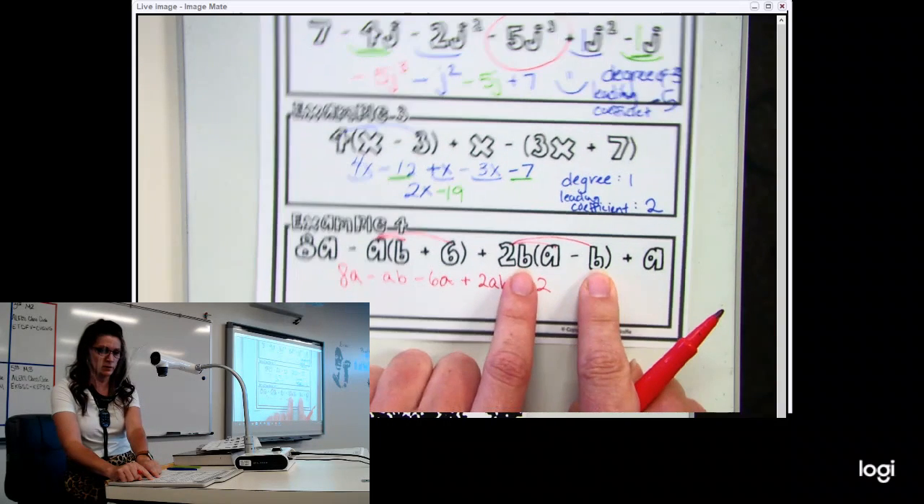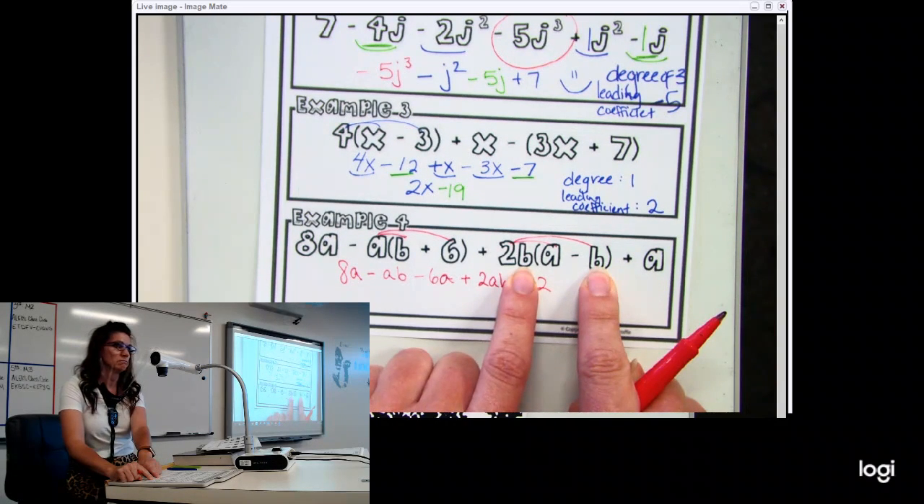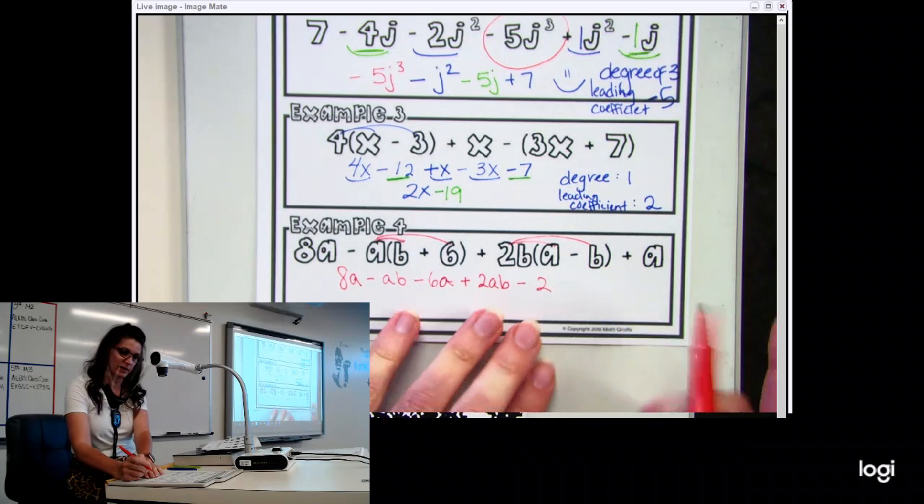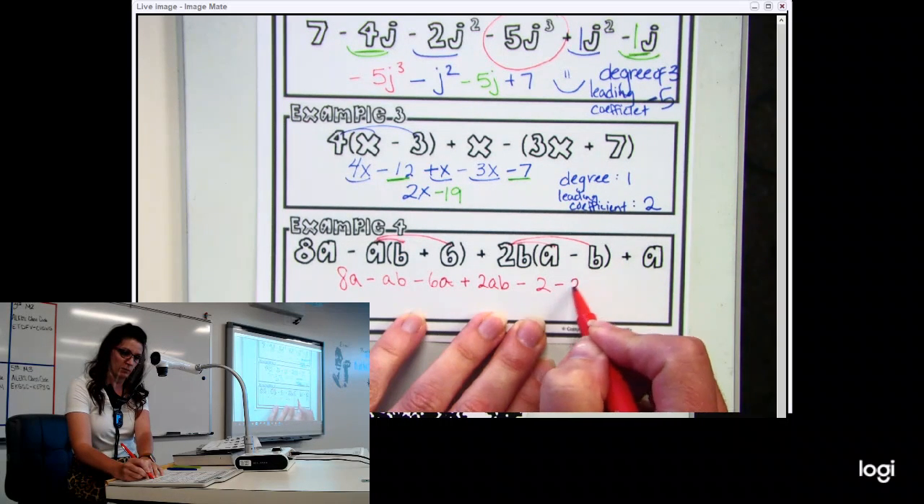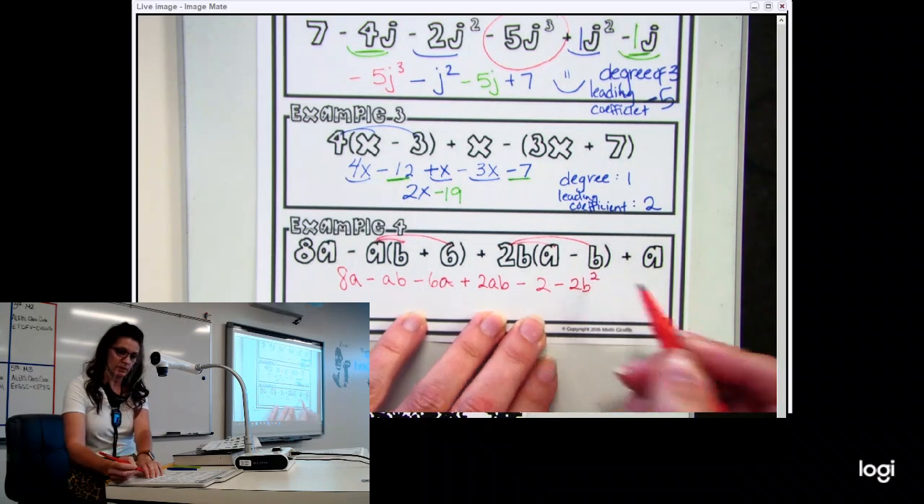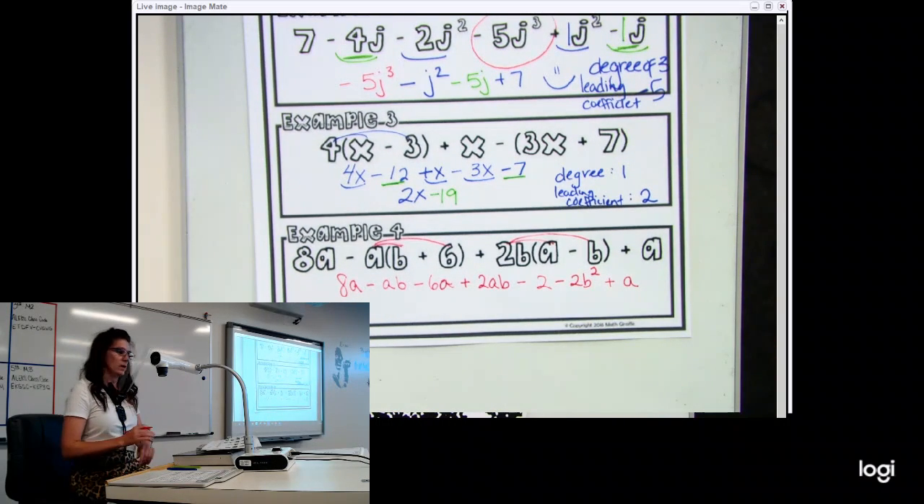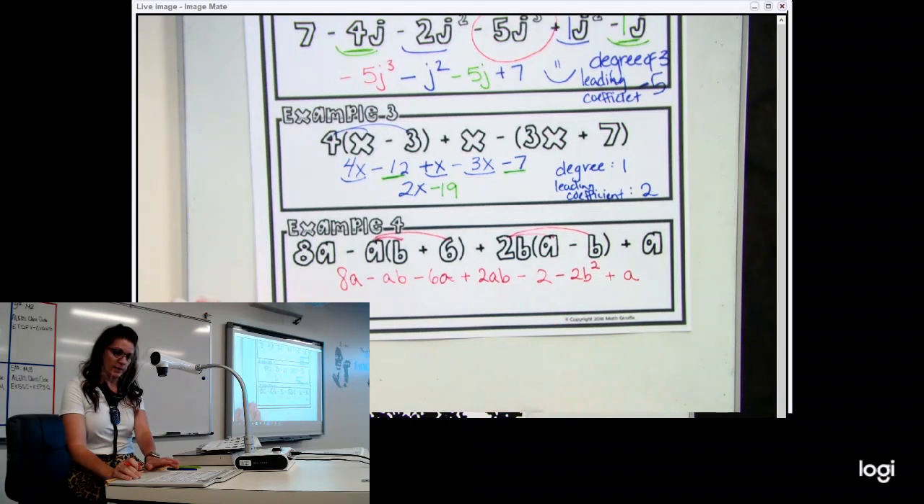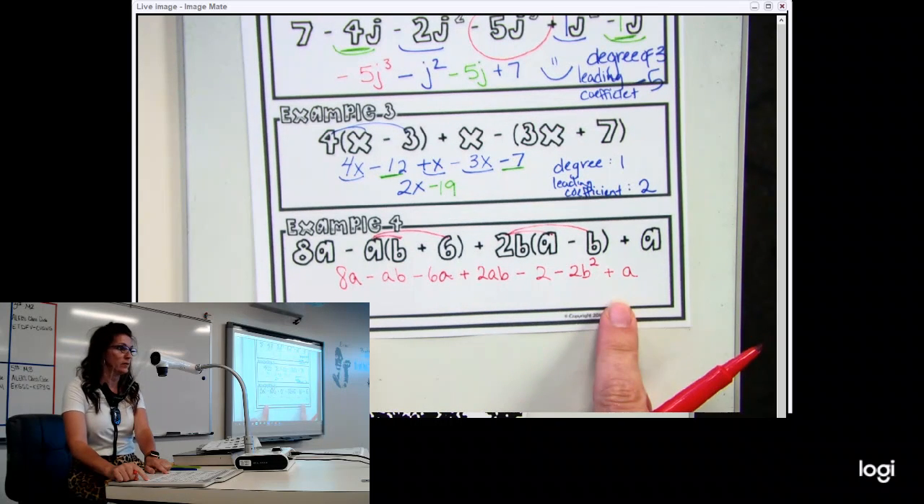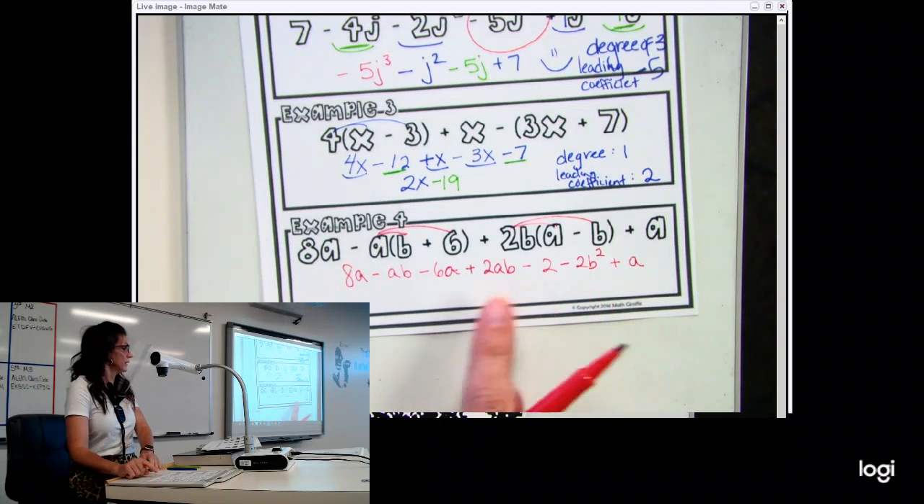Ooh, and do we know this one? What is B times B? B to the second. Yeah, B to the second. We'll be doing a lot more of that. And then plus A. All right, now let's go through and let's look for our like terms here. When we have more than one variable, it makes it really confusing to put it in descending order. So don't get stressed over it. We'll just maybe go ahead and go in the order we see.